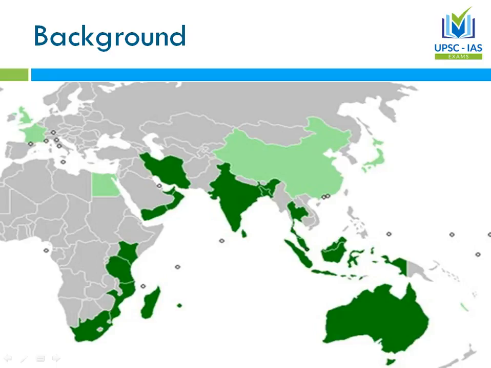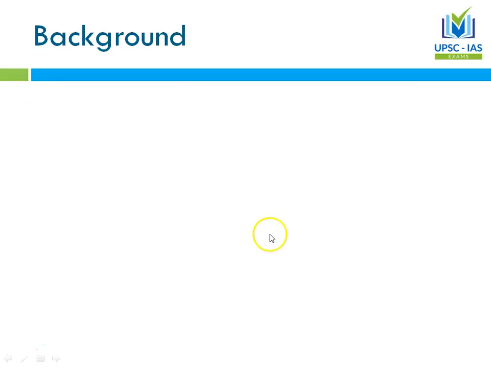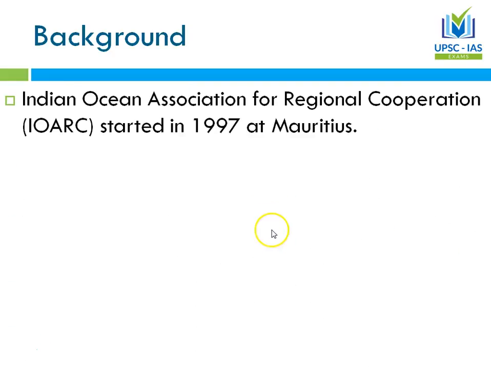So dear friends, these are the countries you can see in dark green color. These are the countries that are part of IORA, and the meeting is taking place in Jakarta, Indonesia. Right, so it all started in 1997 at Mauritius. For the first time a meeting took place, and the organization that conducted this meeting was the Indian Ocean Association for Regional Cooperation, right?